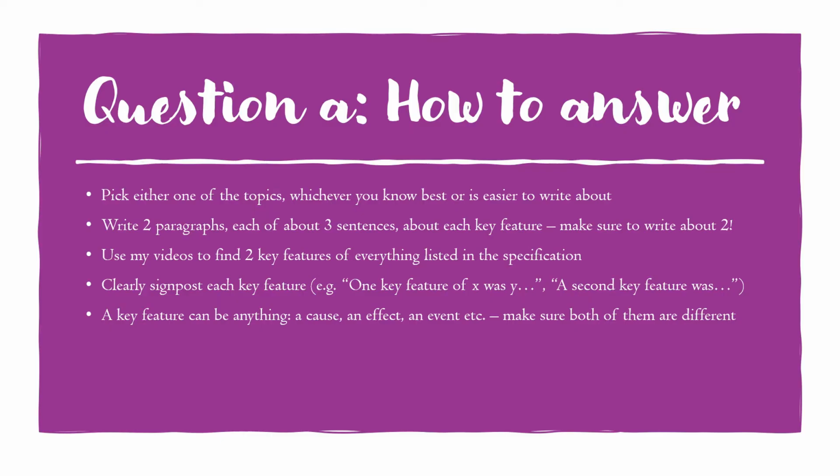A key feature is a really weird term. Essentially, it can be anything. It can be an event or a piece of information just about it. It could also be a cause and effect. They're really, really loose about what it is. Just make sure that they're very, very different. You're not just saying the same thing again. Explain it very, very briefly in that first signposted sentence, and then describe it using any facts and information you can recall about it.